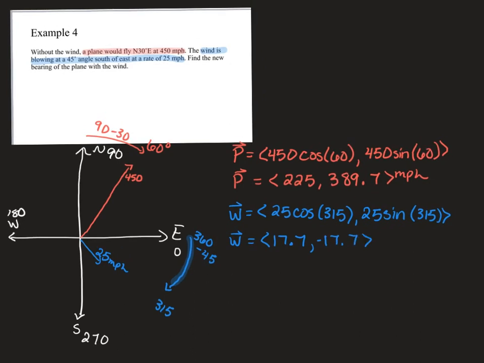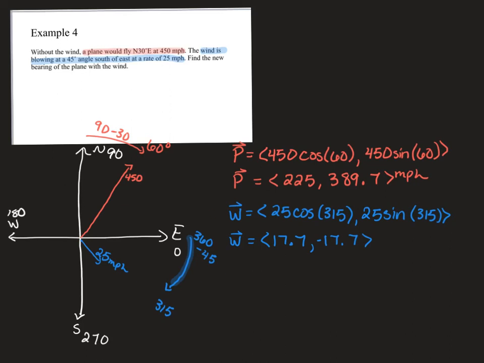Okay, I have my plane vector. The magnitude of the plane was 450 miles per hour. The angle of the plane is 60 degrees because it was north 30 degrees east. So that put me at 60 degrees. And I calculated my plane vector, which is 225 and 389.7 miles per hour.